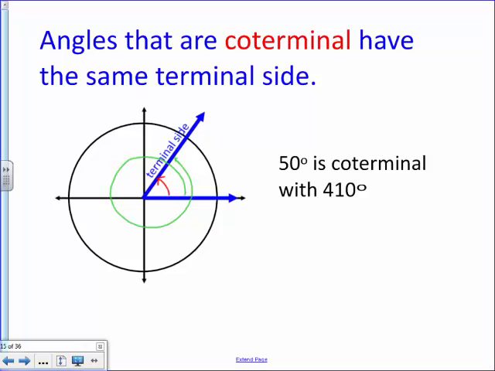Another term we'll use is coterminal. That means they have the same terminal side. And a terminal side just means the side that's away from the x-axis that makes the angle. Okay, so this is the positive x-axis. The terminal side will be the side that makes the angle. So 50 degrees is coterminal with 410, right? Because if I subtracted 360 to get back to the start, I'm at 50 again. So these guys would be coterminal.